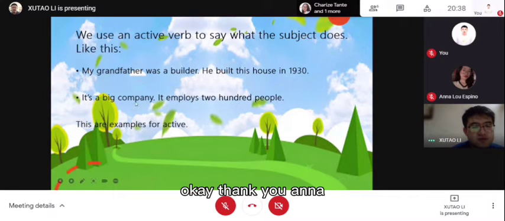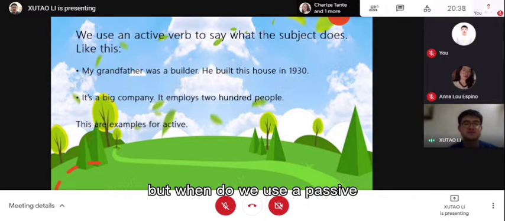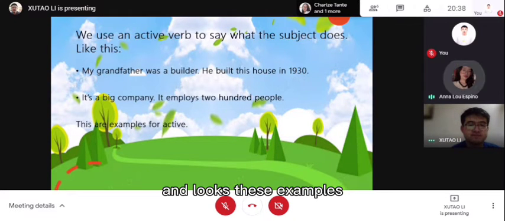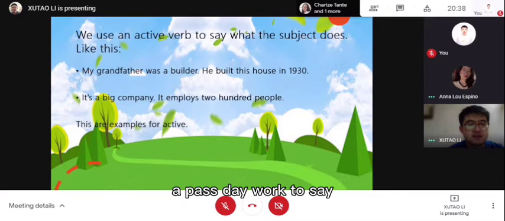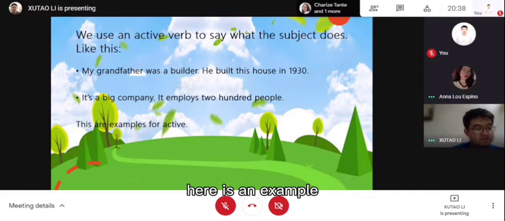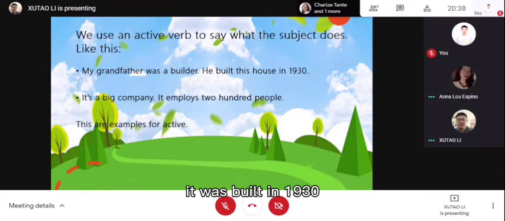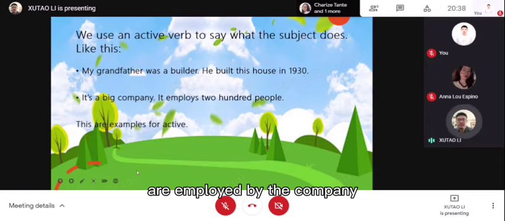Okay, thank you, Anna. So these are examples for active, and let's move on to the next slide. So when do we use the passive? Look at these examples. We always use a passive verb to say what happens to the subject. Here is the example. This house is quite old. It was built in 1930. 200 people are employed by the company.